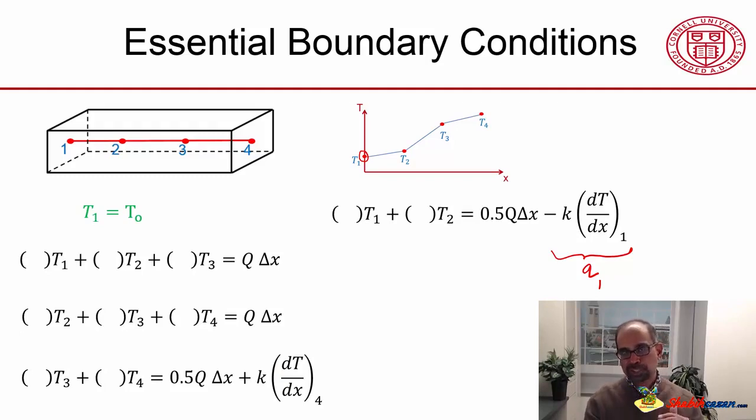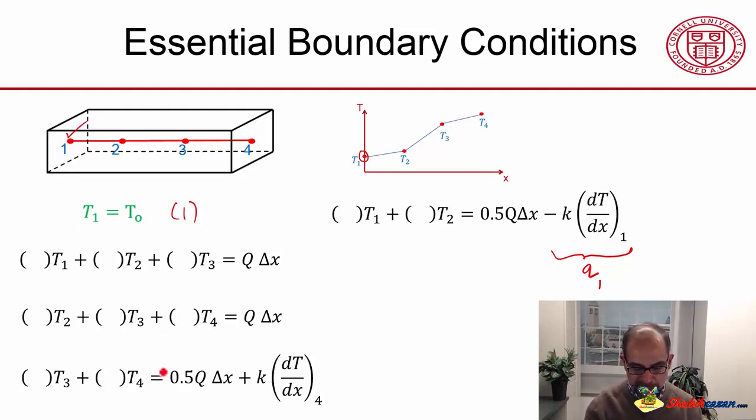So the solution proceeds in 3 stages. In the first stage, you look at all the nodes that have essential boundary conditions on them, and you just assign the corresponding temperature value. So for here, the solver would look at this node and say, hey, there's an essential boundary condition on that node, and that value of temperature has to be T0, and so you know that value.